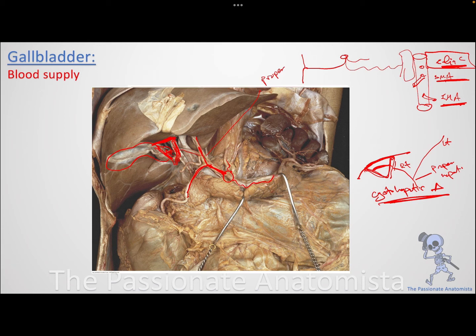Because as a surgeon, if I want to do a surgery on the gallbladder, I would expect to find the cystic artery in that triangle, and I would ligate it before doing the surgery. So this is a triangle where I would expect to find the cystic artery that supplies the gallbladder.